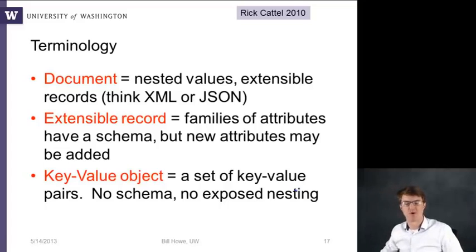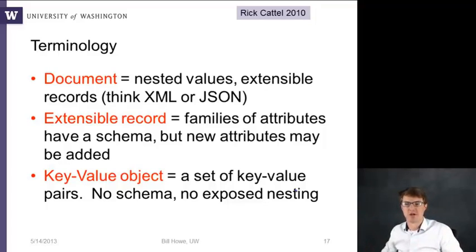What he meant by that was, a document, an example of this is an XML document or the JSON object that we looked at in the Twitter assignment, where you can have arbitrary nesting, and it's also extensible. You can add new things to it whenever you want. So no top-down schema being enforced.